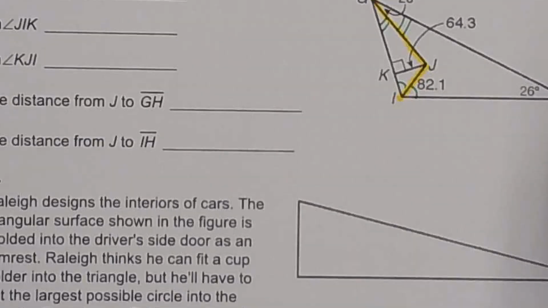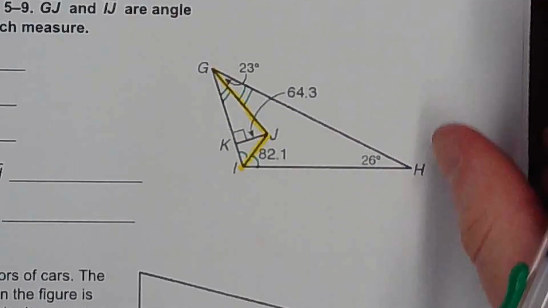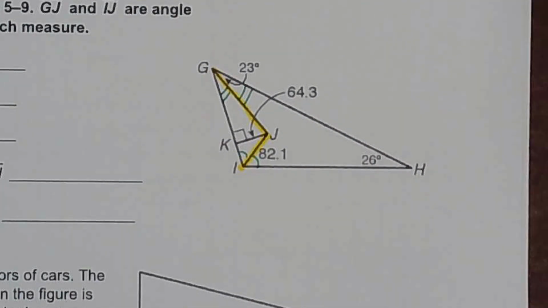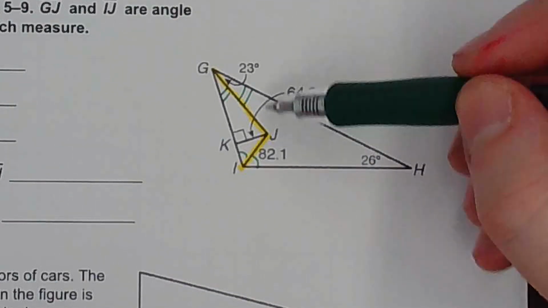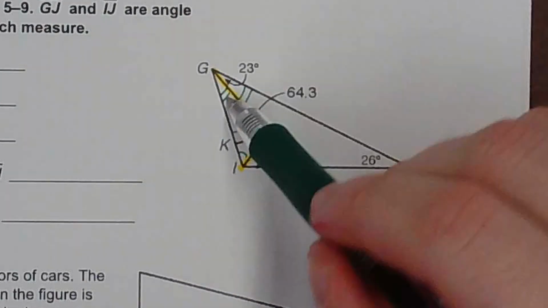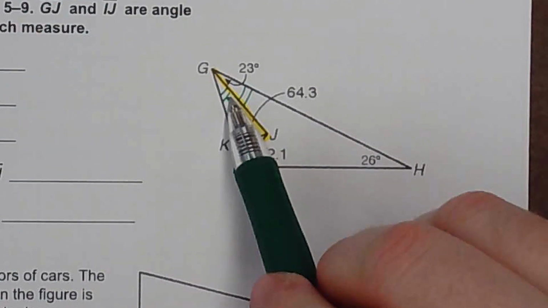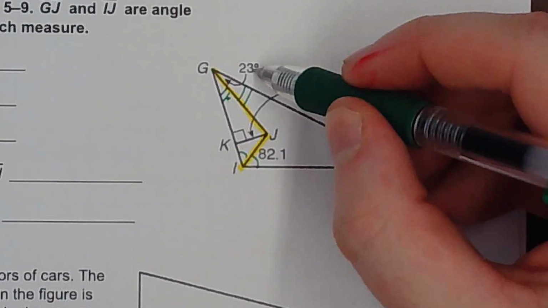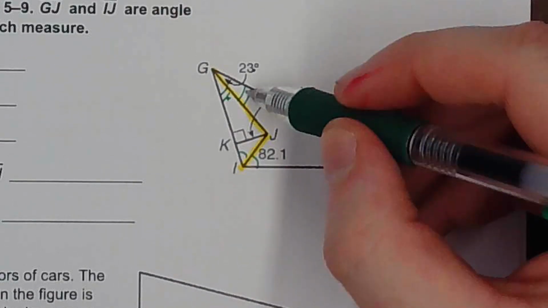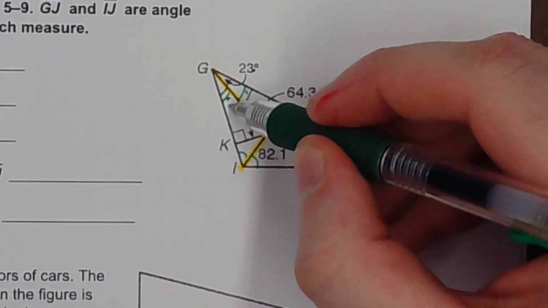And then it says find each measure. So I'm going to zoom in on that triangle, and I'll read you what number 5 says. Number 5 is looking for angle JGK. So we're looking for this angle right here, JGK. Well, we know that this angle here is 23, right? It says so, this part. So if that's 23, this must be 23. So that's 23 degrees for number 5.